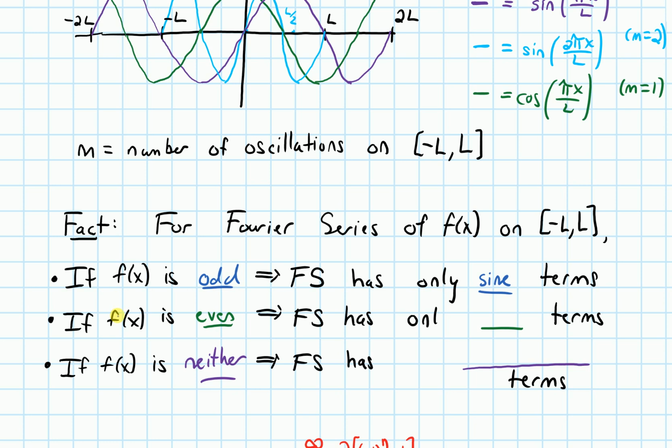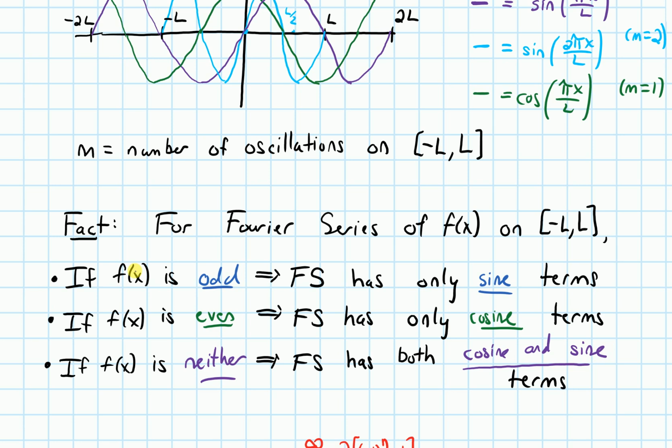When f of x is an even function, then the Fourier series for it will only have cosine terms. It'll only have the even terms. And if f of x is neither, if it's not odd and it's not even, and that could happen, then the Fourier series will have both cosine and sine terms.